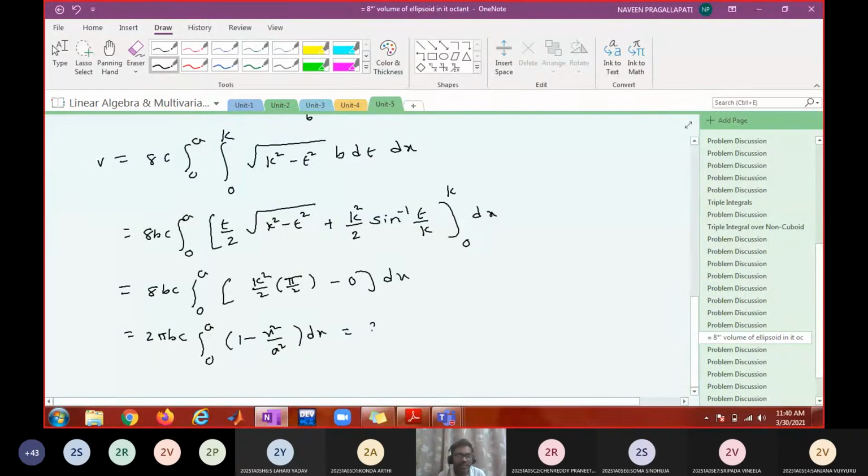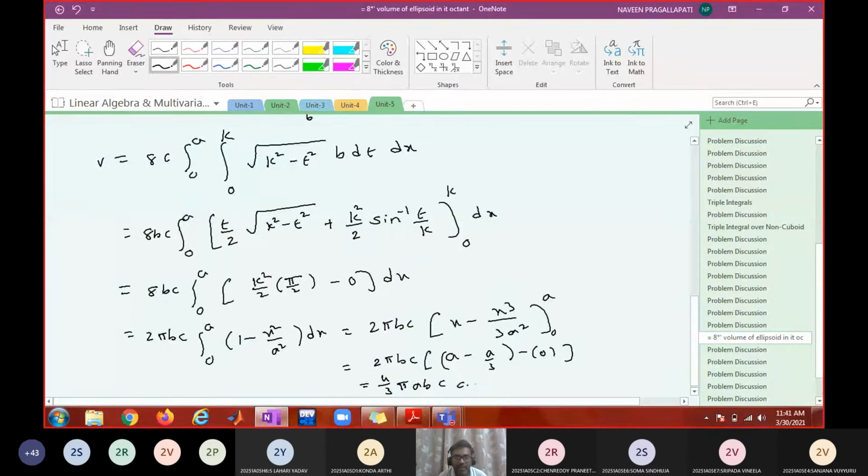Now you integrate this. So this is 2 pi BC. Integration of 1 is x, minus integration of x square is x cube by 3a square, with the limits from 0 to a. So this is going to be 2 pi BC, a minus a cube by a square is a by 3. Lower limit is 0. So a minus a by 3 is 2a by 3. 2 2s are 4. So 4 by 3 pi abc cubic units. Do you agree?